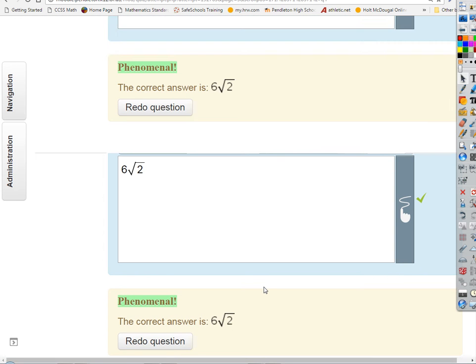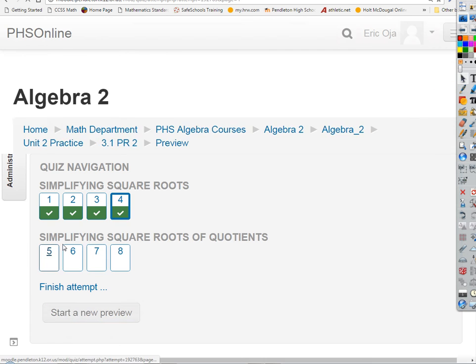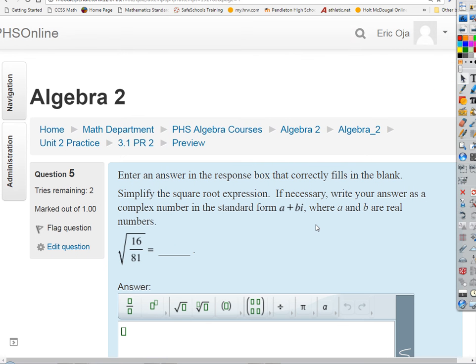Okay. What about if we have quotients? Let's look at some examples. So something like this. There's a couple additional steps we've got to do here.